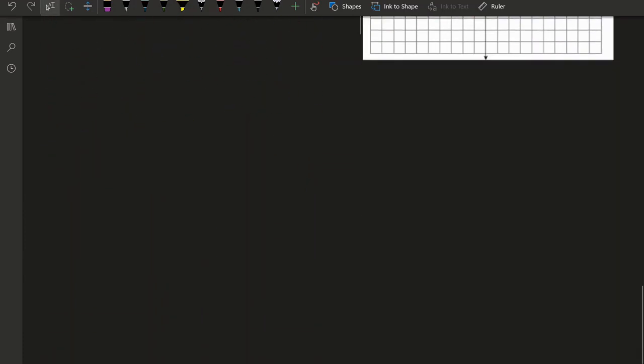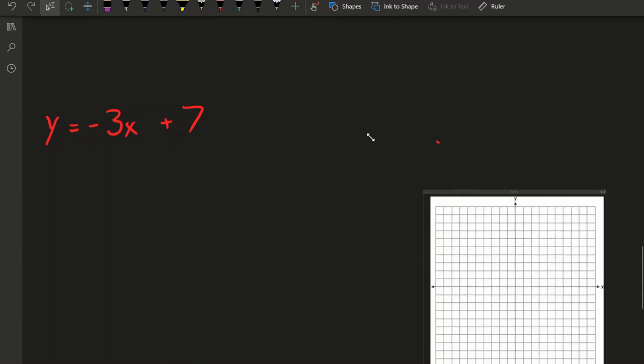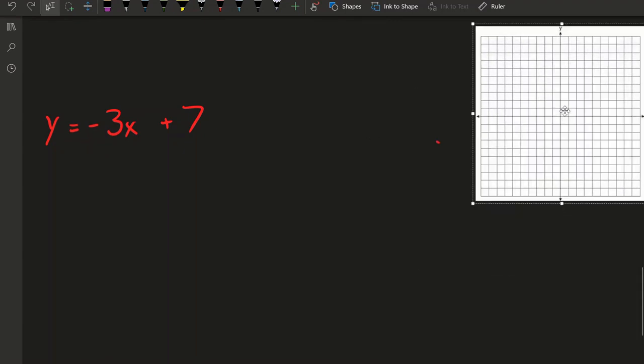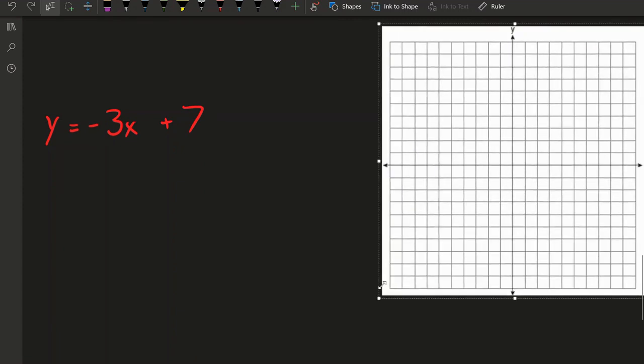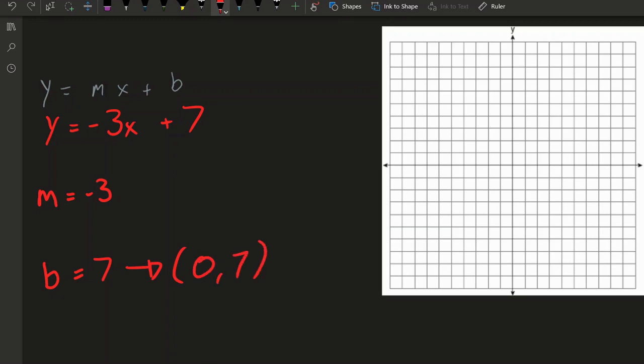Let's do one more example of this. Let's talk about y is equal to negative 3x plus 7. Let's get our graph ready. Okay, so in this one, again, I'm going to put the slope-intercept form right up here, y equals mx plus b. And then if I look at this, I see that my slope in this case is negative 3, and my y-intercept is 7. Starting at my y-intercept, I'm going to plot the point (0, 7). 1, 2, 3, 4, 5, 6, 7. That is going to be my starting point.